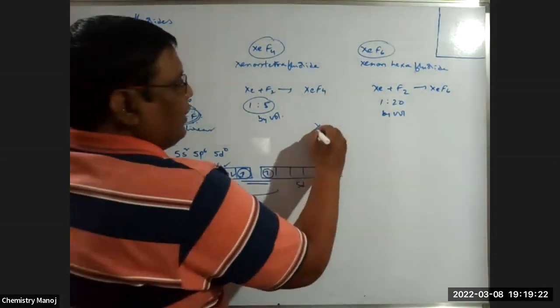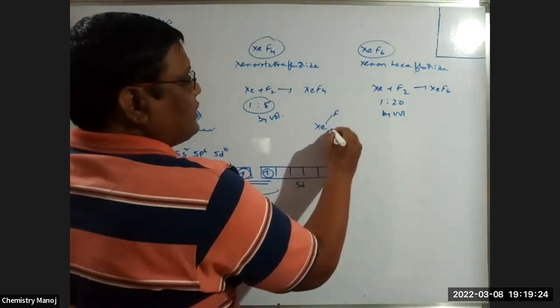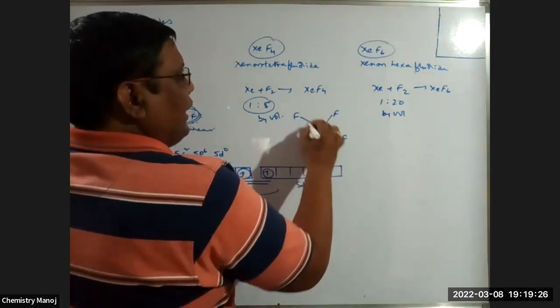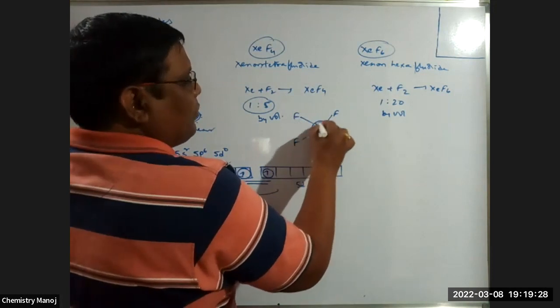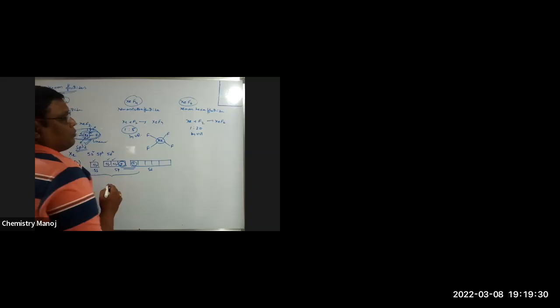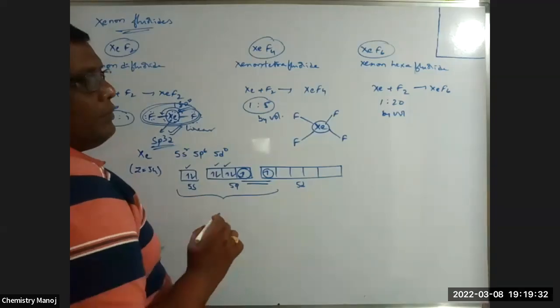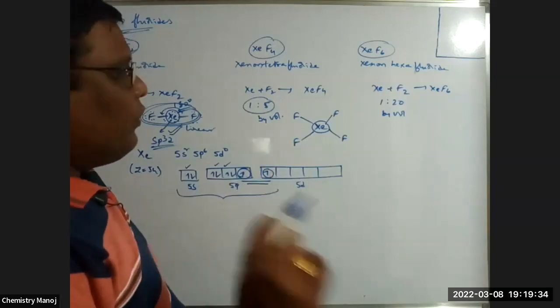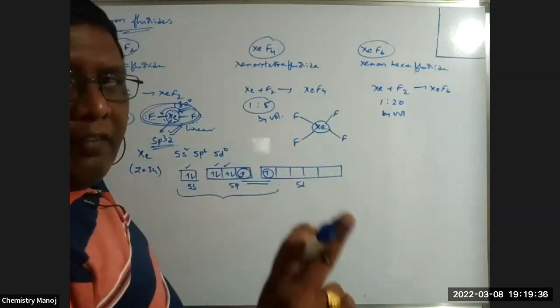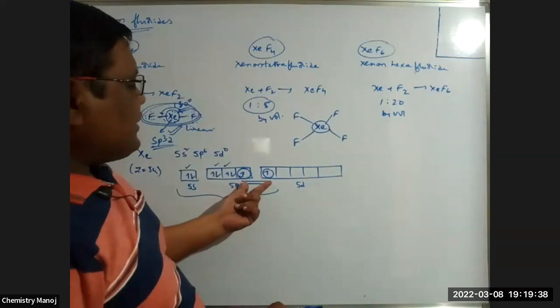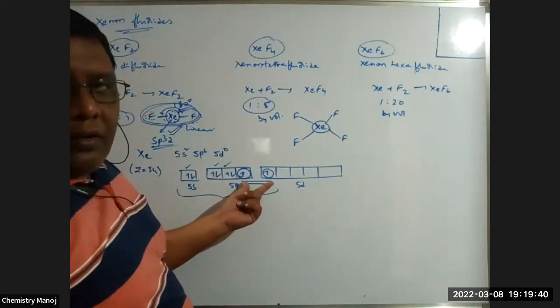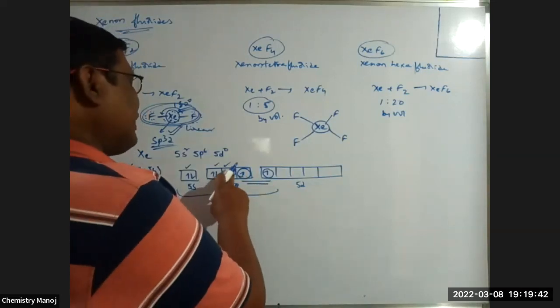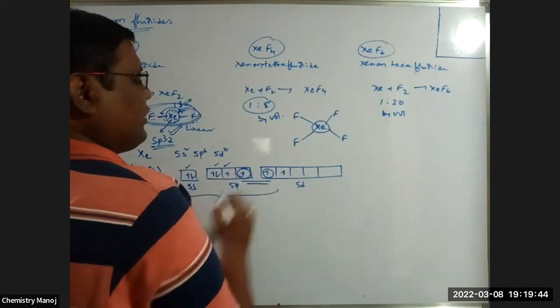XeF4 means xenon with 4 fluorines. How many bonds are formed by xenon here? 4 bonds: 1, 2, 3, 4. That means xenon requires 4 unpaired electrons. But in the first excited state, it has only 2 unpaired electrons, so we excite 1 more electron from here to here.